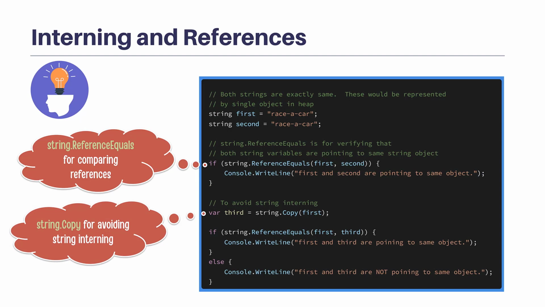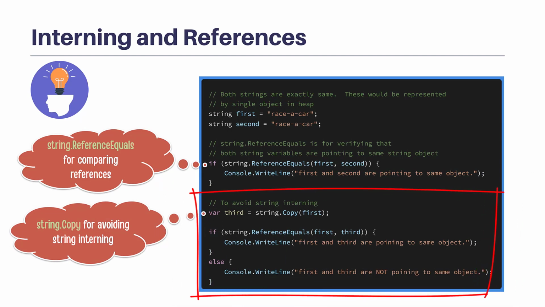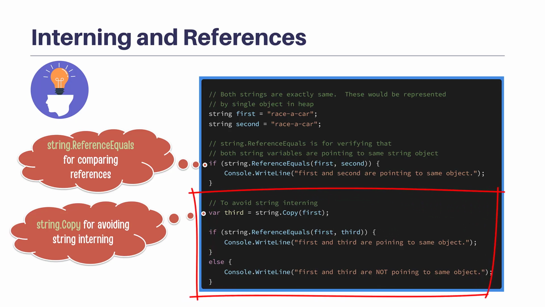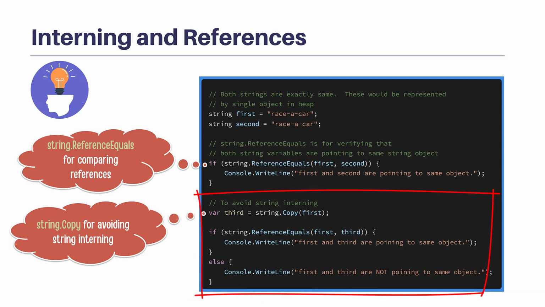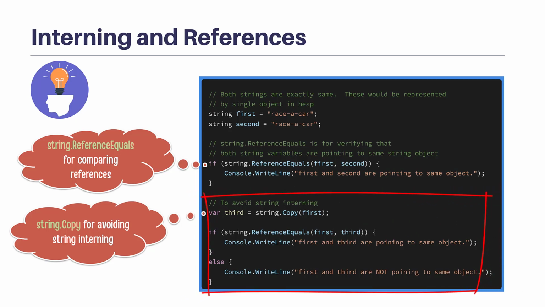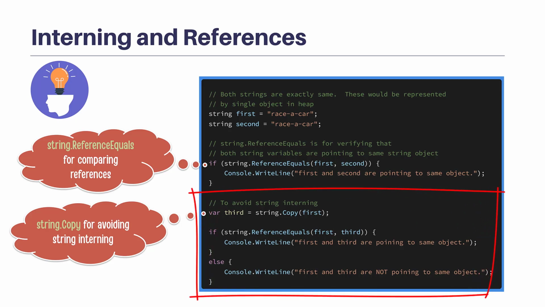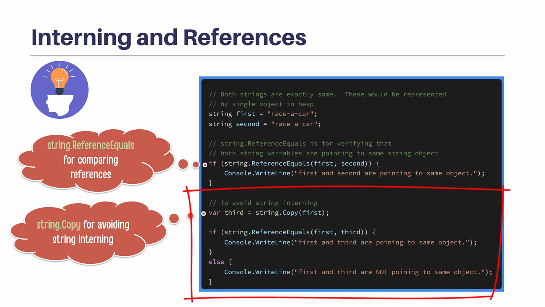If we want to avoid string interning, then we can use the string.Copy method to assign a value from one string variable to another string variable. So in this code snippet, we have declared a third variable which is also assigned with the same value. This time we have used the string.Copy method and we have passed the variable first. And after this, we have added code to check if the first variable and the third variable are pointing to the same object. Because string.Copy prevents string interning, the ReferenceEquals method will return false.